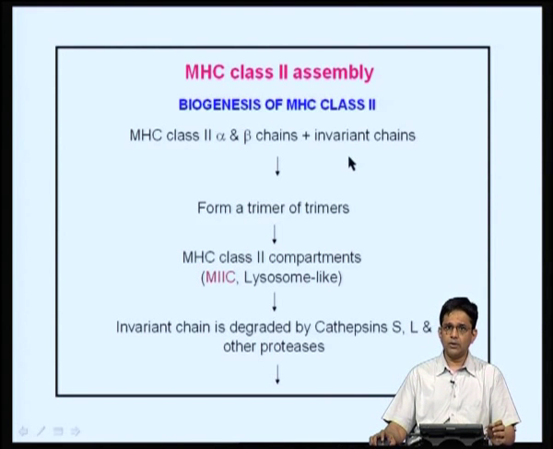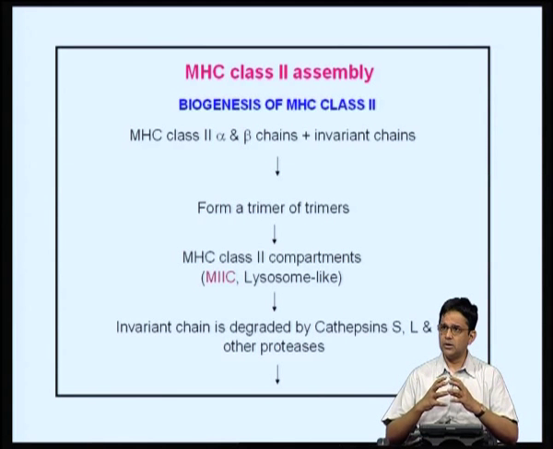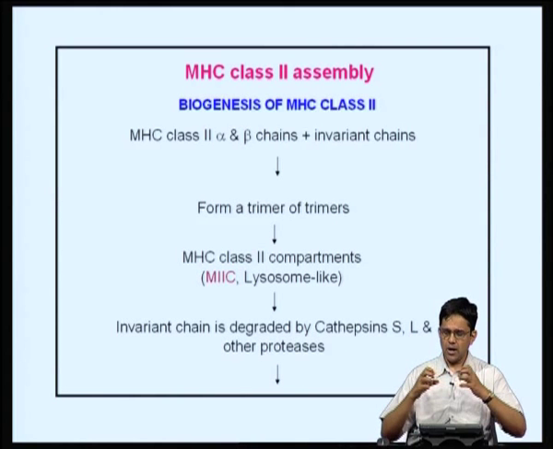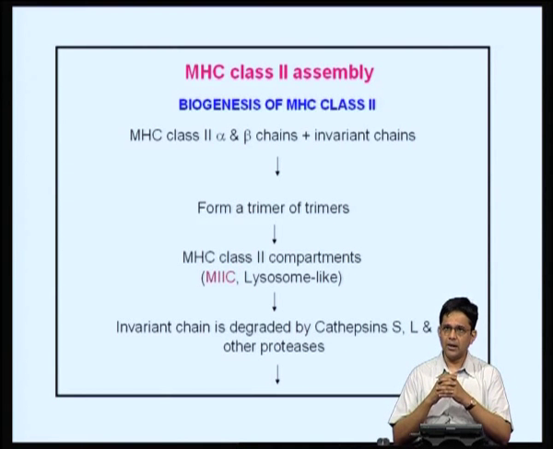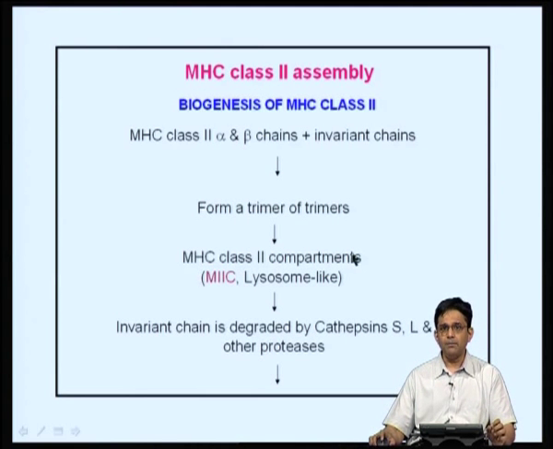Once it is synthesized, it comes together. What this invariant chain does is form a trimer of trimers. So basically it is a nonamer, and you will have 3 MHC class 2 molecules associating with 3 invariant chains, forming this complex. The invariant chain is some sort of a chaperone, and it gets the MHC class 2 molecules together and escorts them to a compartment known as the MHC class 2 compartment, or M2C. These are lysosome-like compartments.